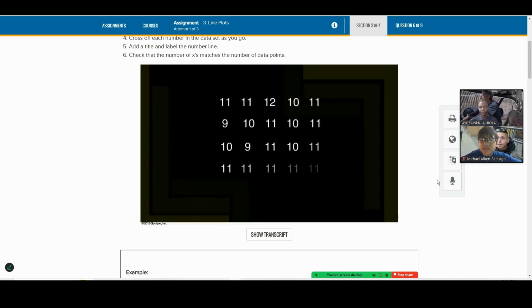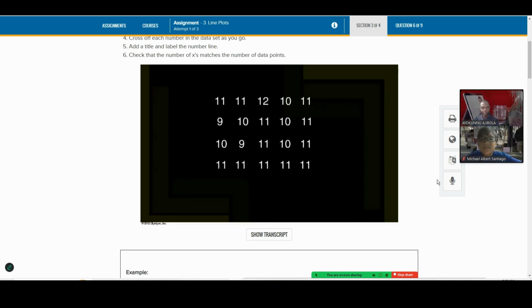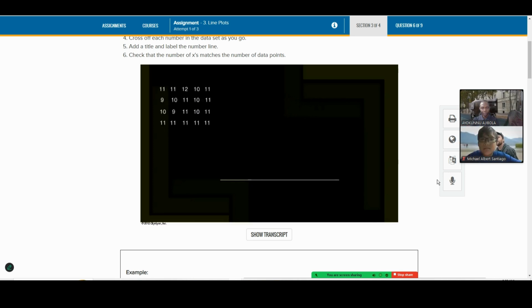Given a set of data, such as these math quiz scores, a line plot can be constructed and the measures of central tendency found. First, a horizontal line is drawn, which will be the number line for the data. Next, find the extreme values.